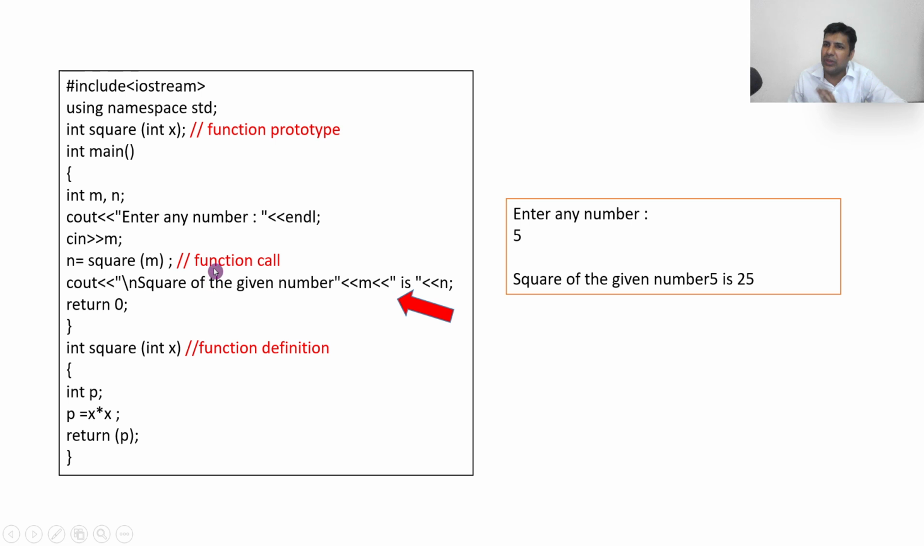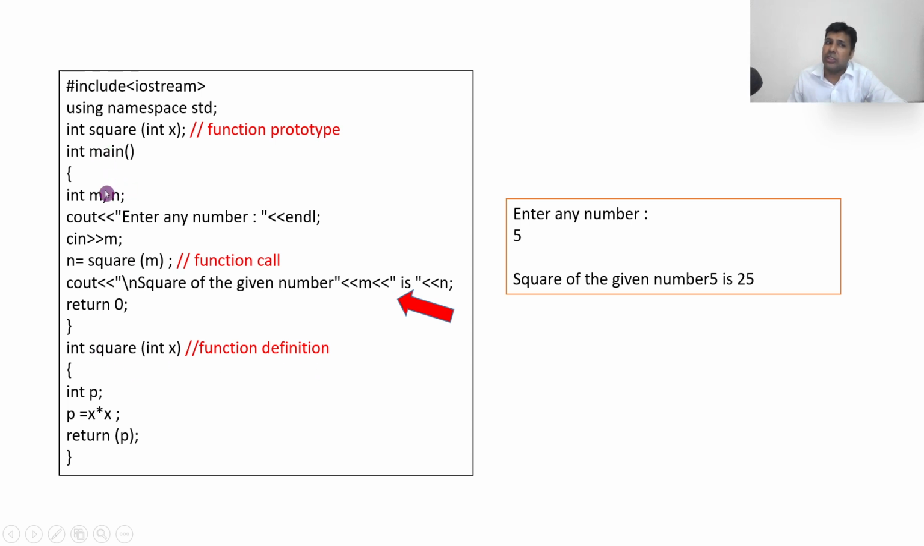Now once again we'll go through how this works. Okay, first of all it is mandatory to declare a function prototype which is before the main function, and it is mandatory to write a function call which is within the main function, and it is mandatory to write a function definition which is outside the main function. So function prototype, function call, and function definition.